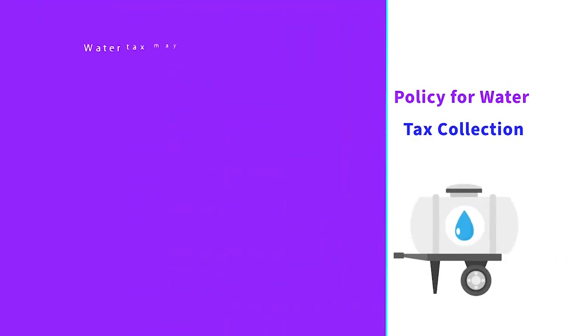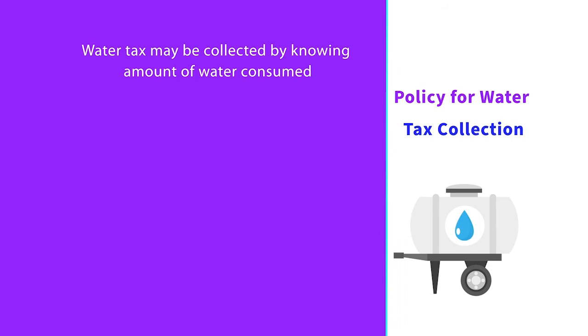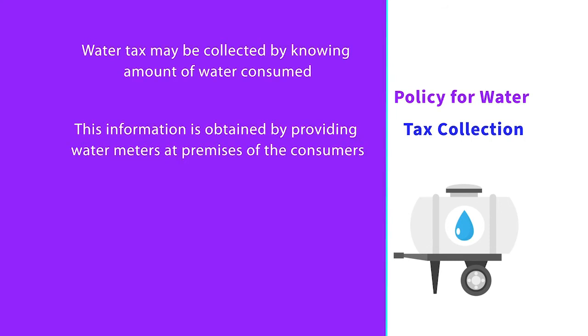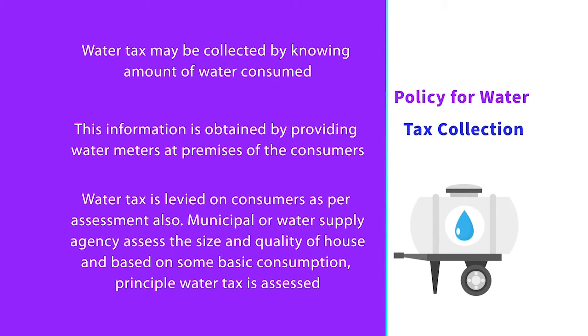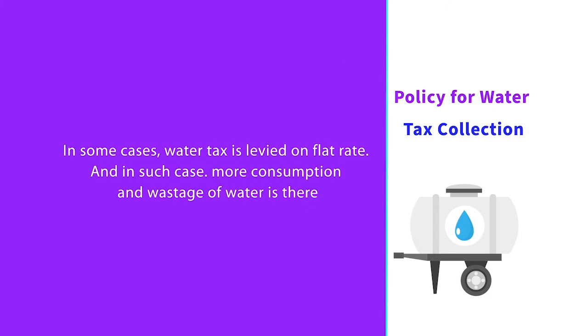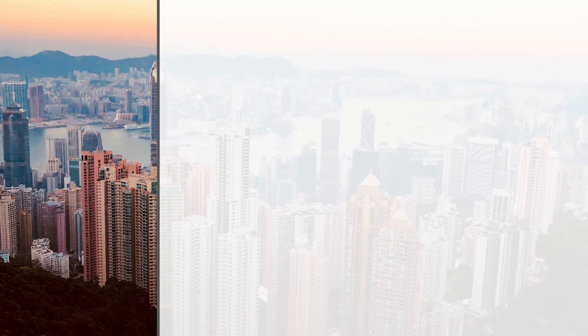Policy for water tax collection. Water tax may be collected by knowing the amount of water consumed. This information is obtained by providing water meters at the premises of the consumers. Water tax is also levied on consumers as per assessment. The municipal or water supply agency assesses the size and quality of the house, and based on some basic consumption principle, water tax is assessed. In some cases, water tax is levied at a flat rate, and in such cases, more consumption and wastage of water happens.